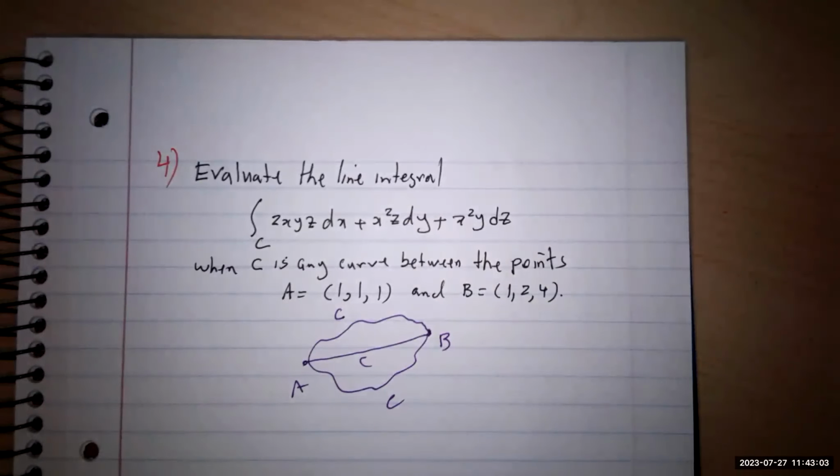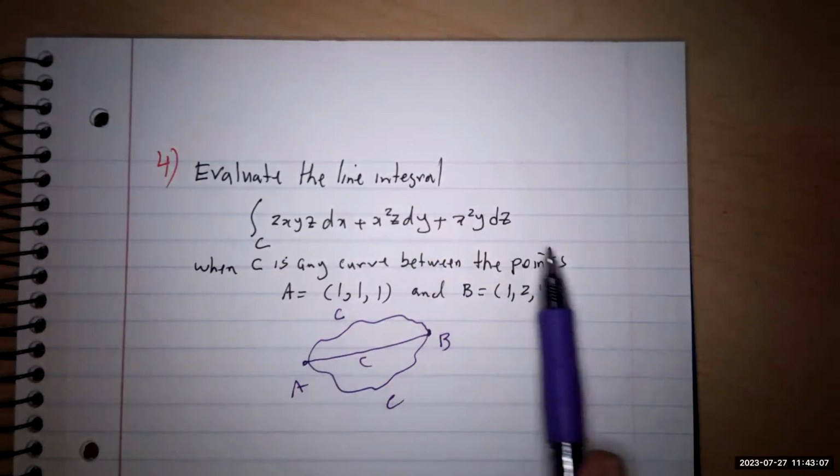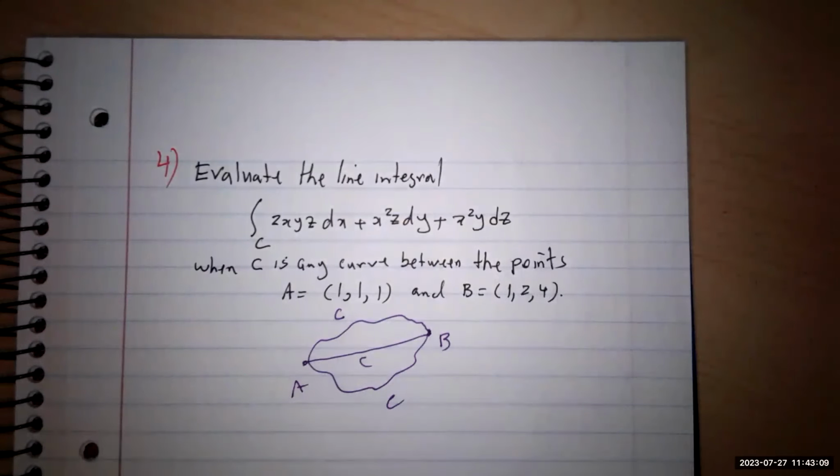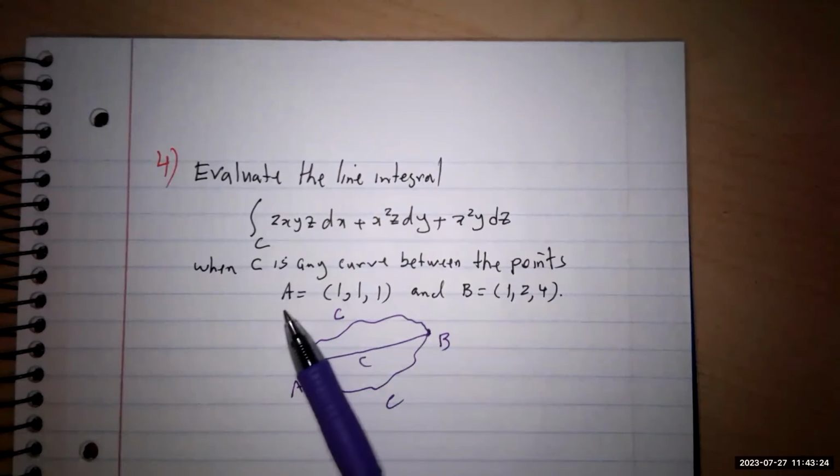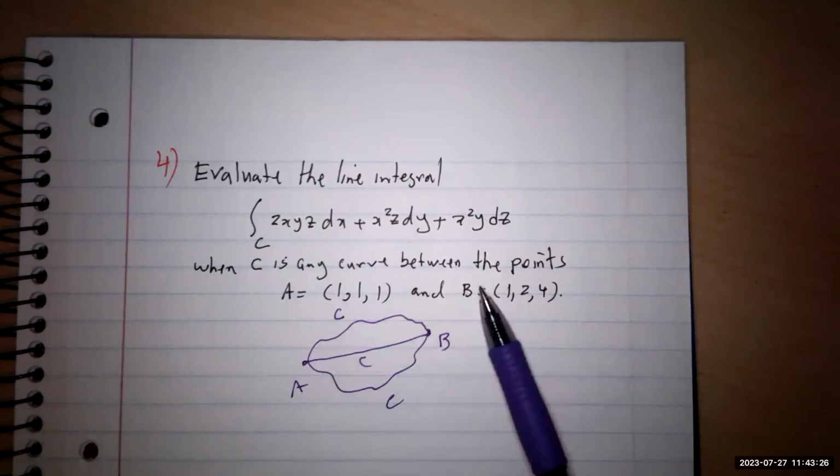So in this one, since you don't have a specific C, what you have to do first is prove that this integral is independent of the path. Independent of the path means I can do it for any path. If you change the path but keep the initial point and the terminal point the same, the value of this integral never changes.